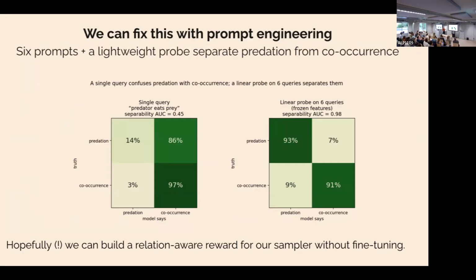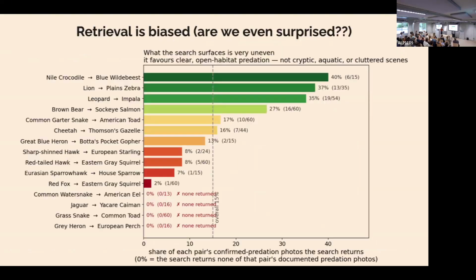We had a decomposing visual search paper at a CVPR workshop last year, and this is kind of just building on that. So you can hopefully build some sort of relation-aware reward for our active sampler without needing to fine-tune the VLM, which I don't want to do because you just lose capabilities super fast in all of our experiences. And then retrieval is biased.